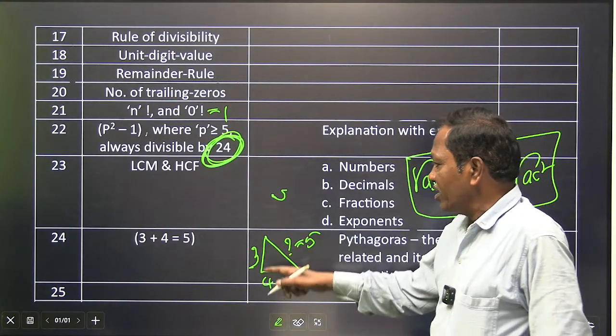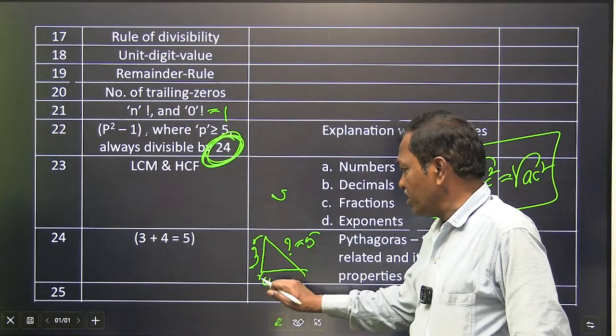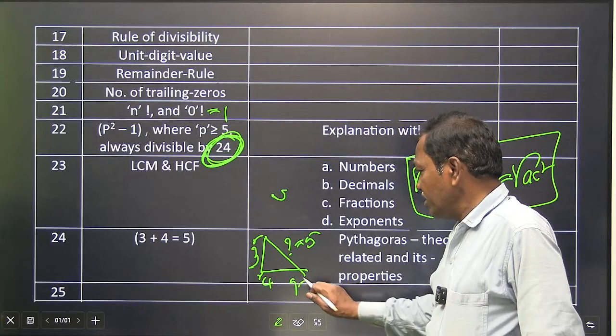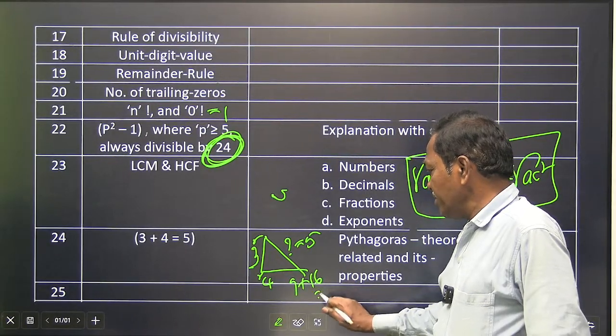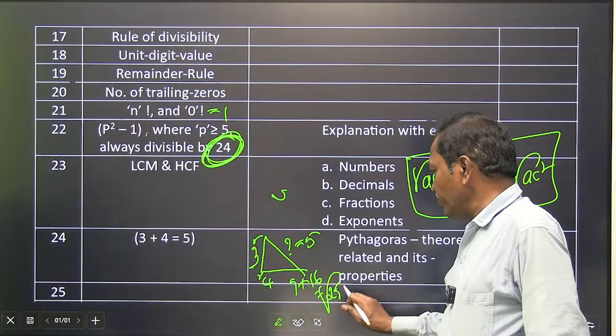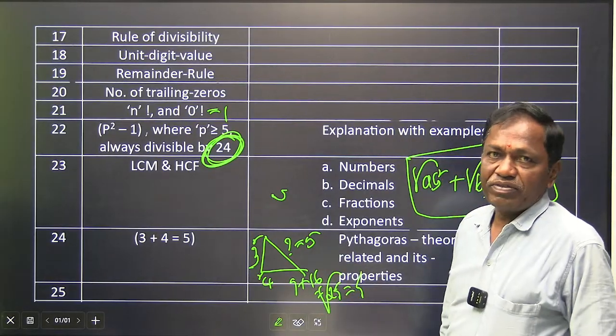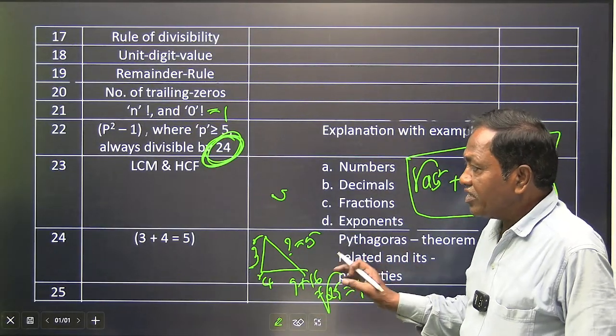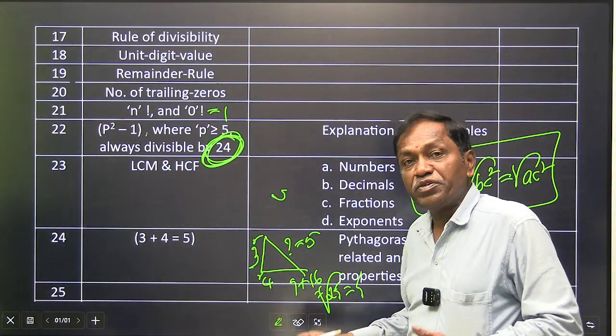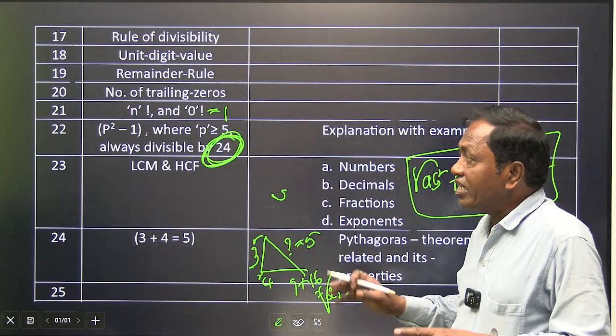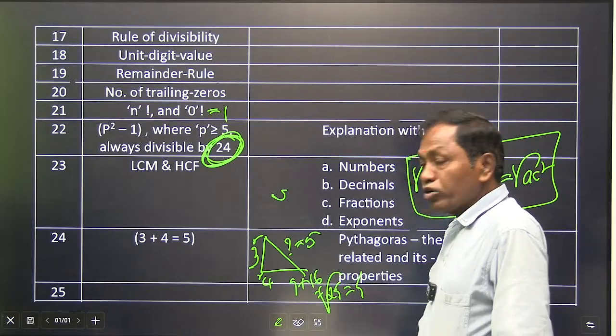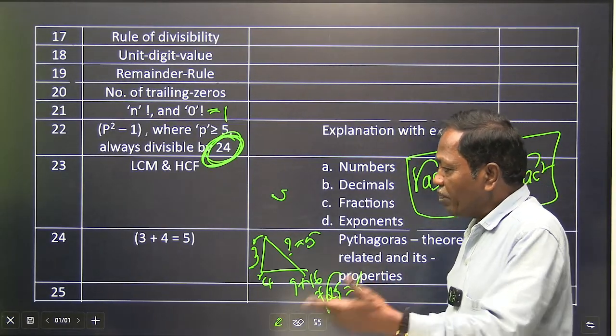It means 3 square plus 4 square. 3 square is what? 9. Plus 4 square is what? 16. It means 25. And root 25 is 5. It means this is the 5. That's the very simplest form. That's where we need to save time, and we need to practice these questions in our regular classrooms. Okay, more questions will follow in upcoming classes.